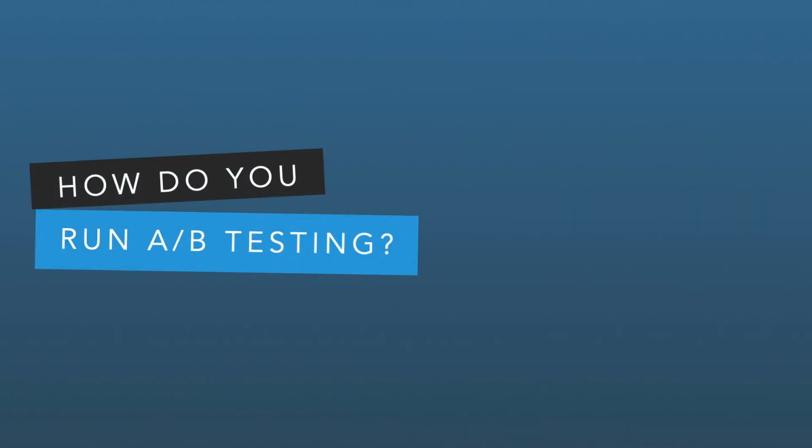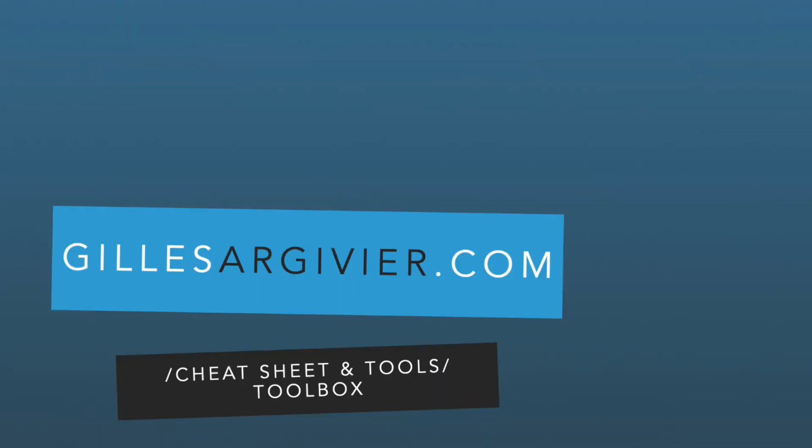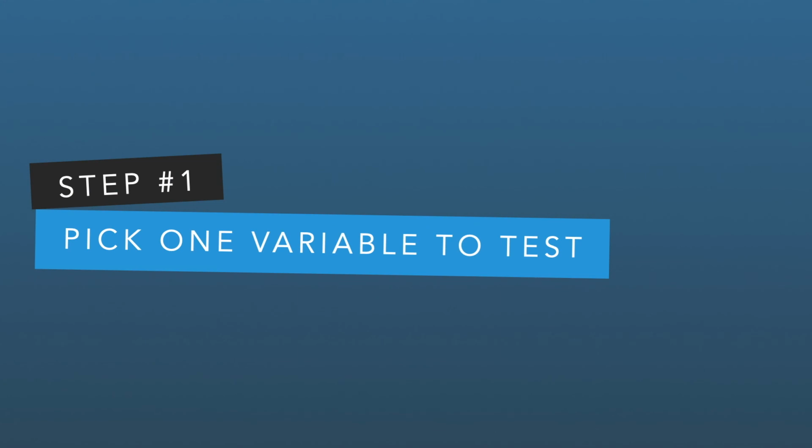So how do you run A/B testing? Before you start, you need to use a tool like VWO, for example, that will help you run your A/B testing. There are many of them available, and you can find an entire list in the tools section of my website. Step number 1, pick one variable to test.